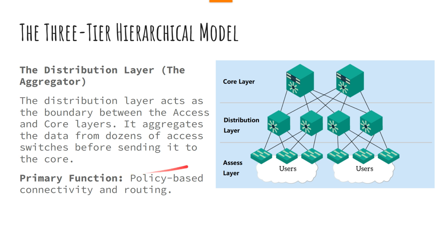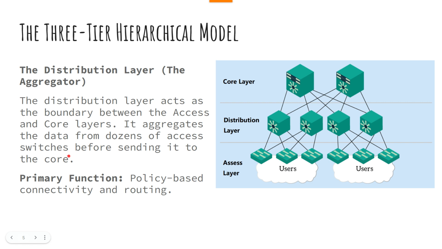The next layer after the access layer is the distribution layer, also known as the aggregator. The distribution layer acts as the boundary between the access and the core layers. So it is basically sitting between these two layers. It aggregates the data from dozens of the access switches before sending it to the core. So there are a lot of switches which are connected to the distribution layer switches. So access layer switches are connected to the distribution layer switch.